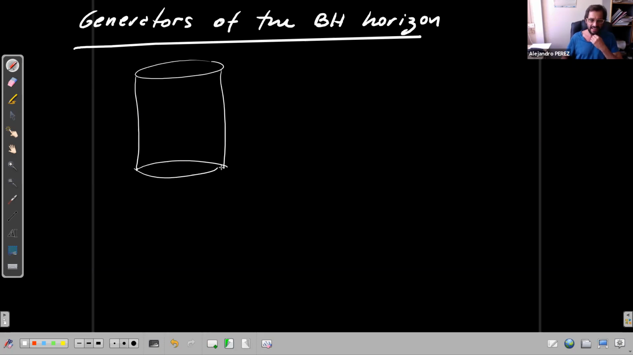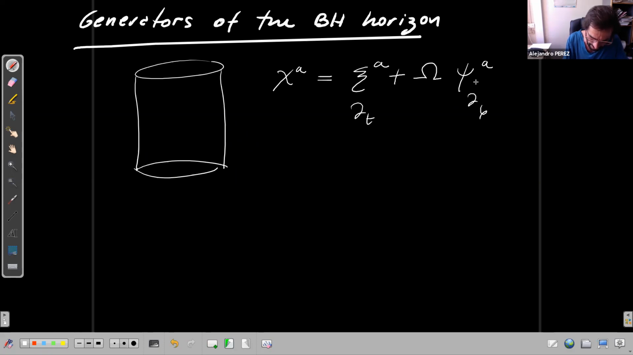Now ∂/∂t is space-like at the horizon, because the horizon is inside the ergosphere. So ∂/∂t cannot be the generator, but the generator, whatever it is, will have to be a combination of Killing fields, because the horizon has to be preserved by the symmetries of the spacetime. So by just normalizing it, putting a 1 in front of ψ^a, we know it has to be this, plus some constant that I'm going to call Ω times ψ^a. Remember, this is ∂/∂t, and this is ∂/∂φ.